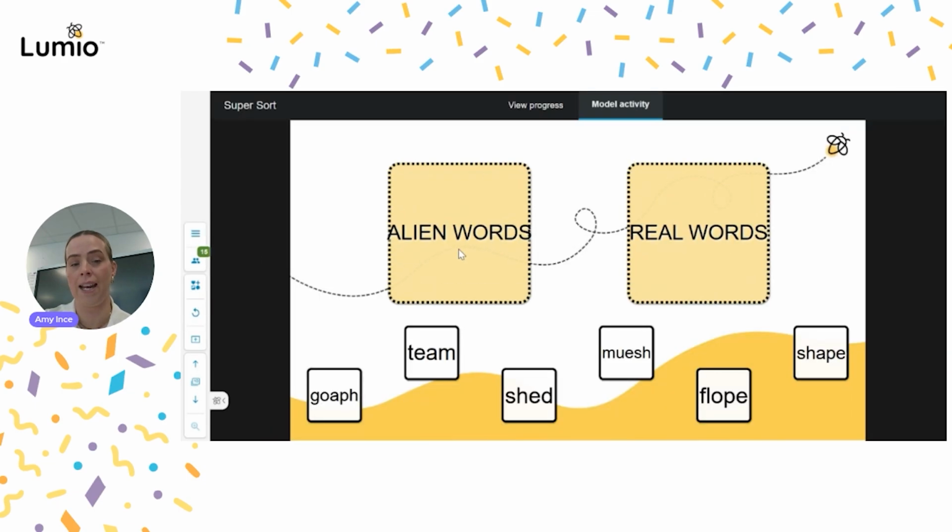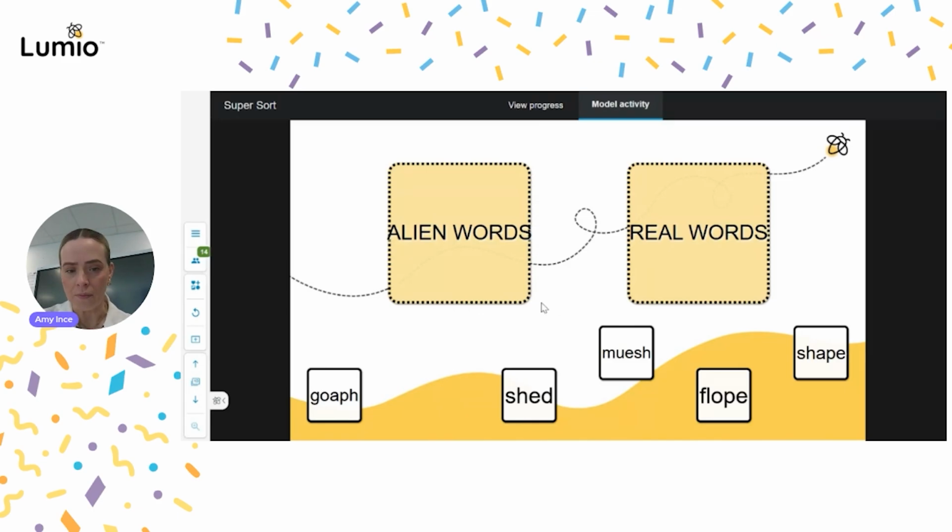So we have our alien words and we have our real words. Children look at the word, they say the sounds, t, e, a, m, team. And then they've got to decide whether it's an alien word or a real word. And they can just drag it and it will show whether they were right or wrong.